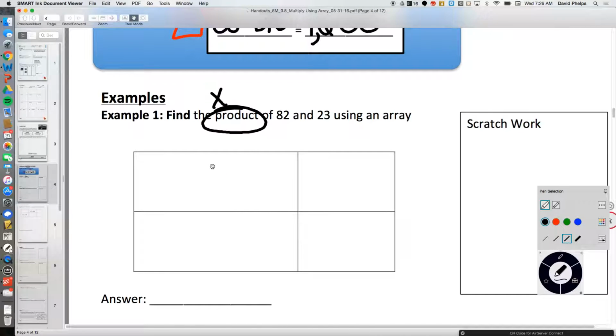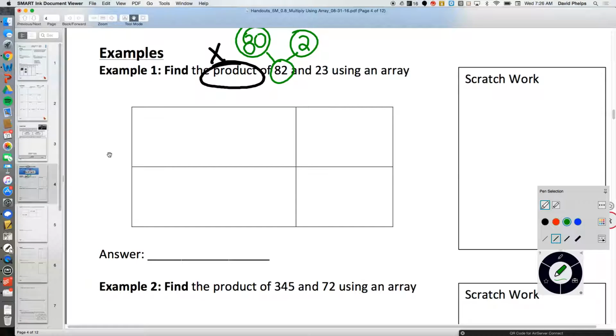So when we use an array model, we split each number into its place value, kind of like expanded form. So it's going to look like this. 82, circle that, can be split into 80 in the tens place and 2 in the ones place. So at the top of our array, put the 80 here and put the 2 here. 82.